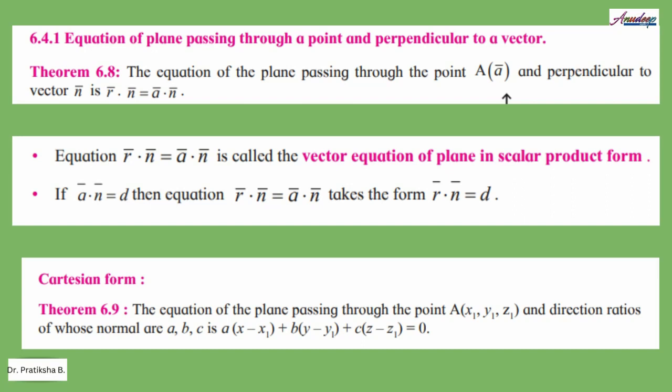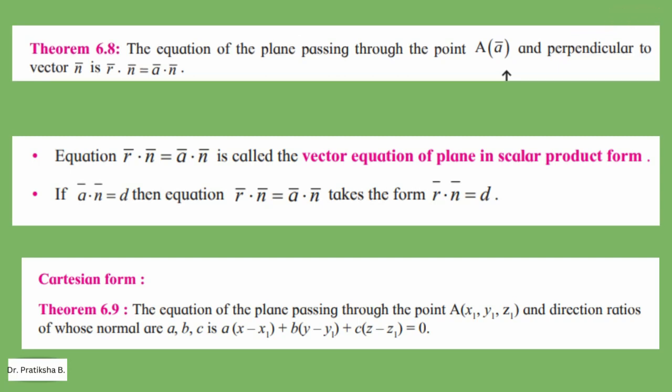Cartesian form. The equation of the plane passing through the point A (x1, y1, z1) and the direction ratios of whose normal are a, b, c is given by a(x minus x1) plus b(y minus y1) plus c(z minus z1) equal to 0.